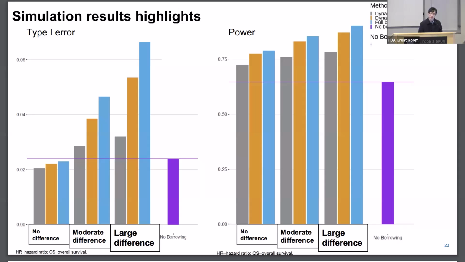As for the power gain, it's also shown on the right-hand side with the different scenarios: no difference, moderate difference, and large difference. And of course, the borrowing cases all demonstrated an increase in power gain, but we also need to take into account the type 1 error inflation. And as we can see, the dynamic borrowing with half Cauchy does have a decent power gain.